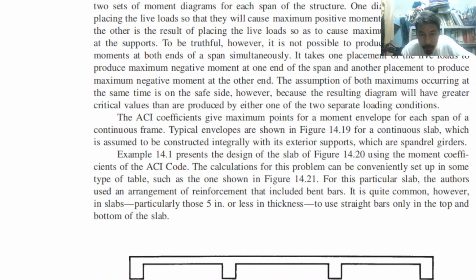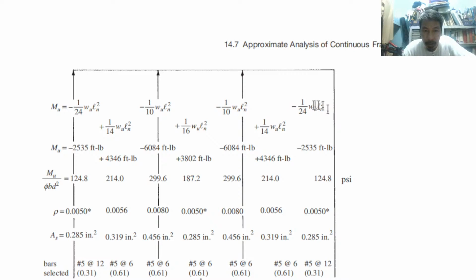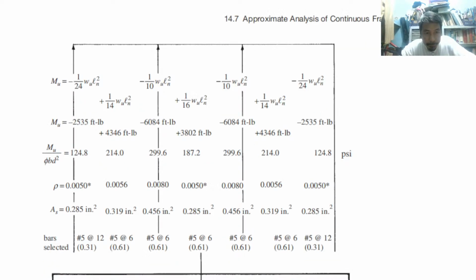Am I correct? I am correct. 13, so 13 is L. So L squared. And W, we can calculate the W. We can compute the value of W by the live load and dead load combination.